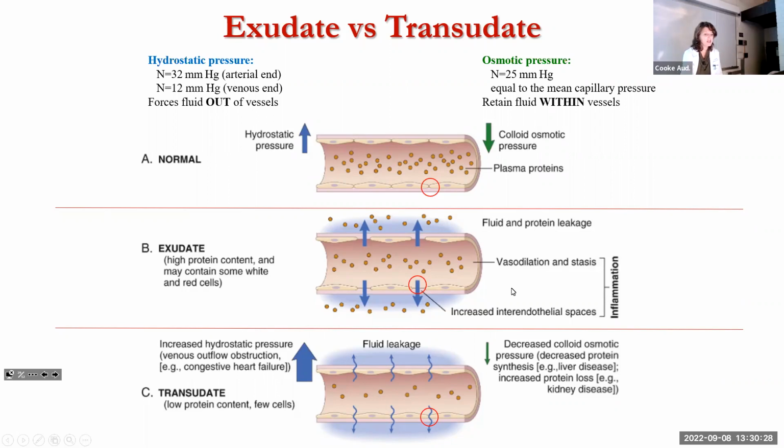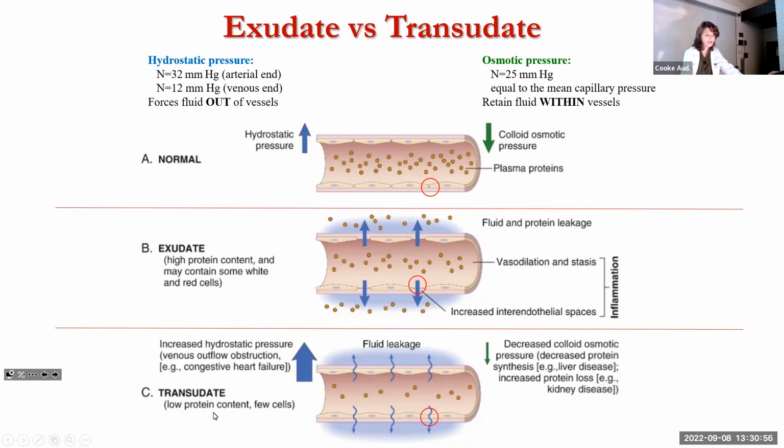In the case of an exudate, the most important word that I want you to notice is inflammation. Why? Because as a result of inflammation, you will have increased interendothelial spaces, you have vasodilation and stasis, and you have fluid and protein leakage. So the result of this inflammatory process will be exudate. Fluid outside the vessel, high protein content, may contain some white and red cells.